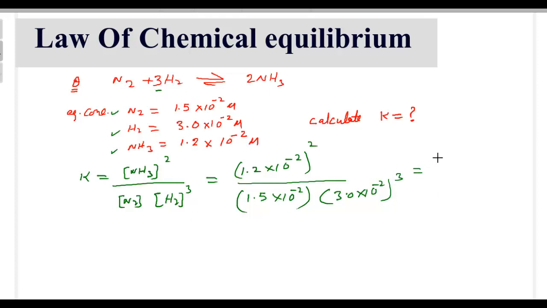Once you solve these values, we find that the equilibrium constant for this reaction is 3.55 times 10 to the power negative 2.